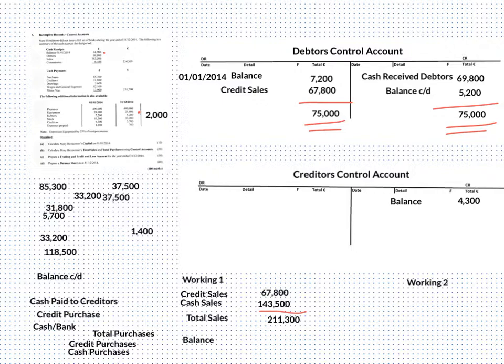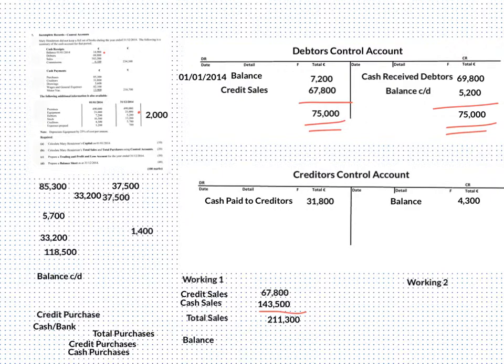Again, similar to the debtors control account, we just need to find how much was actually paid to creditors. So we paid creditors, cash payments, 31,800. If we pay creditors 31,800, we're going to bring that amount over onto the debit side, because it's reducing the amount of money we owe to creditors.